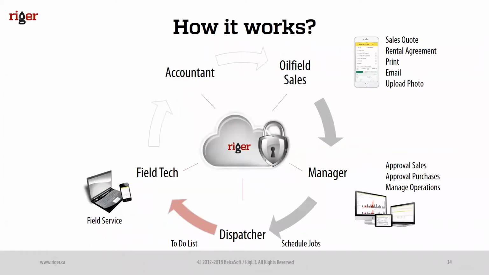Yeah, after the dispatcher assigns the job to the field technician, he generates the to-do list, or in our programming we call it delivery ticket or field ticket, and the field tech receives the notification about this field ticket in his mobile application, and now he is able to work on this ticket.